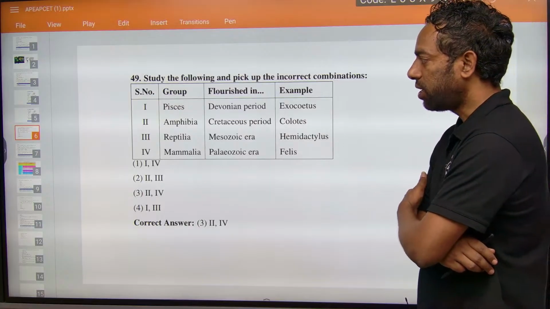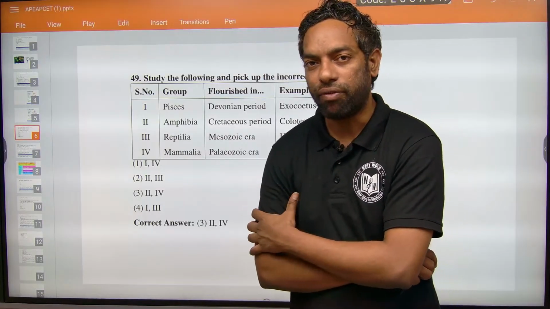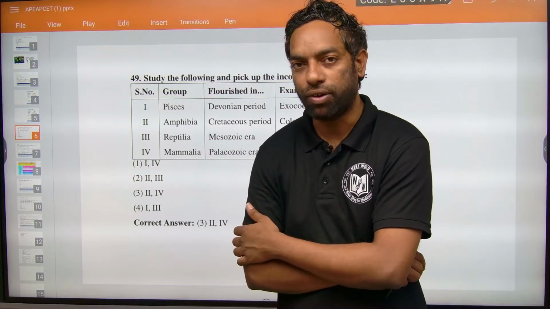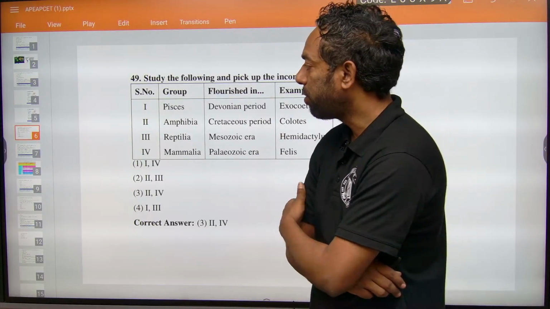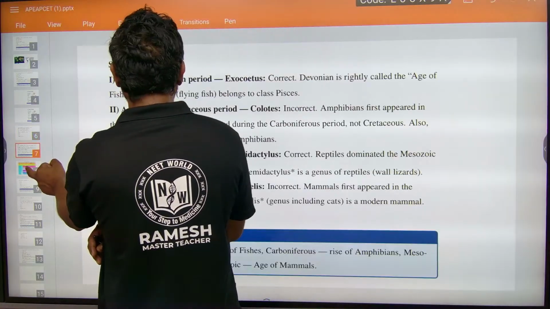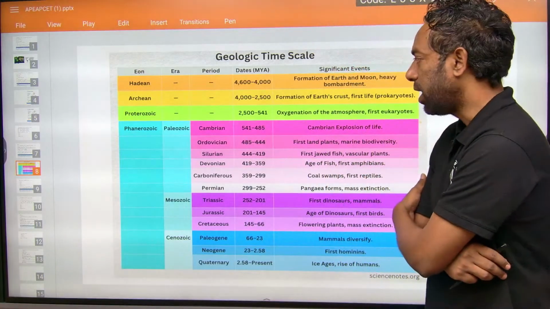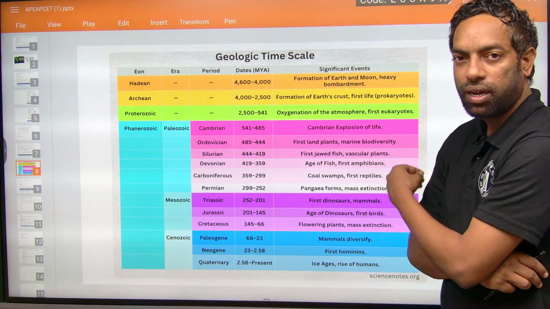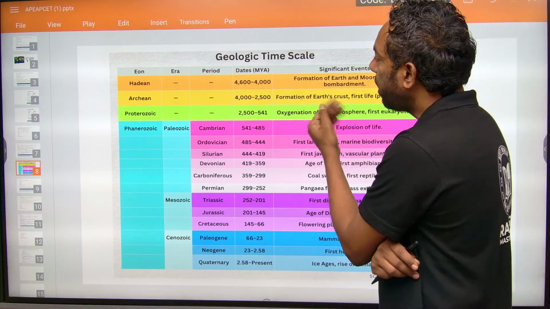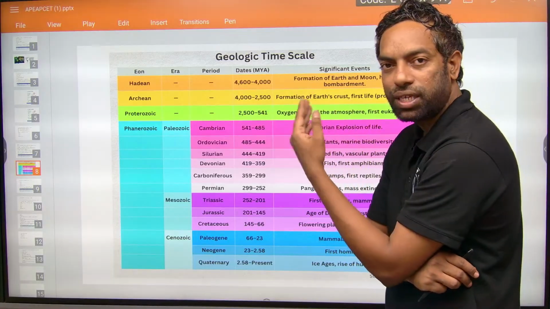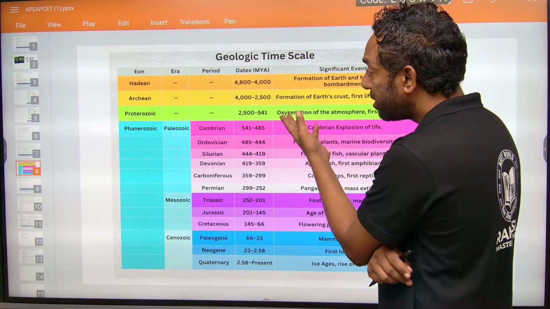This is the geological time scale from the evolution chapter. The topic is evidence of evolution. The geological time scale is a most important topic for NEET also. We are going to discuss it. Most probably the question comes from this. The eon, era, period and dates: what is an era, what is a period? Based on time, this is the scale.